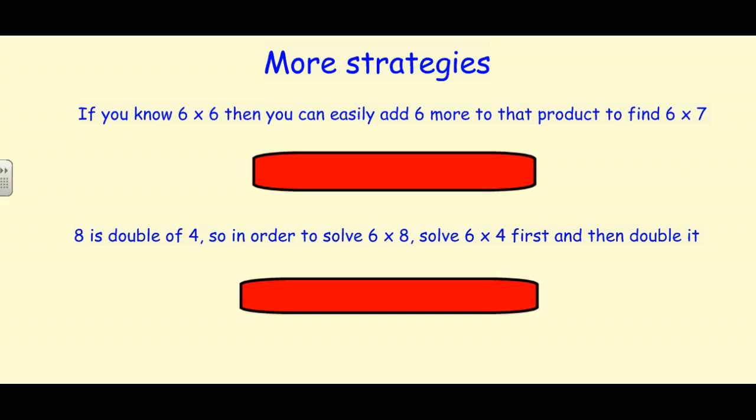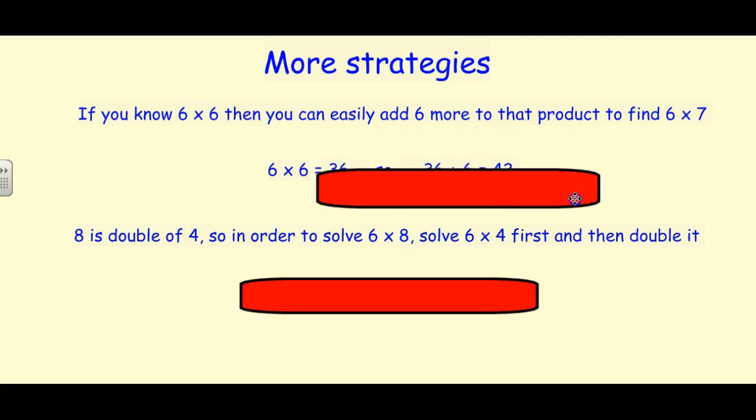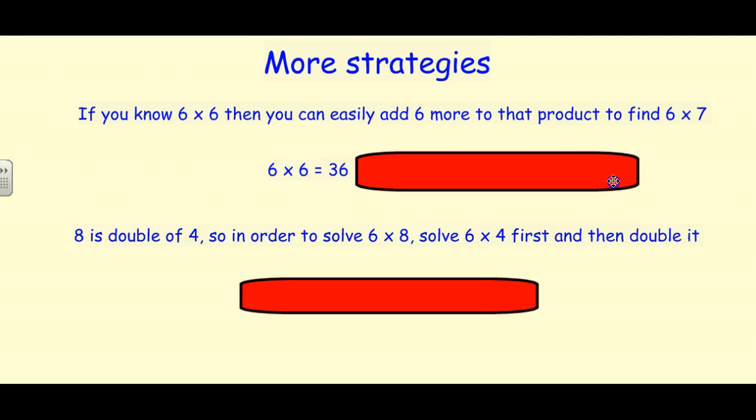Okay. Some more. If you know that 6 times 6, then you can easily add 6 more to that product to find 6 times 7. And we just figured out what 6 times 6 was by doing 6 times 3, so you should already know that 6 times 6 is 36. And if 6 times 7 is just one more group of 6, then what are you going to need to add to 36 to find what 6 times 7 is? I want you to write that number on your board.